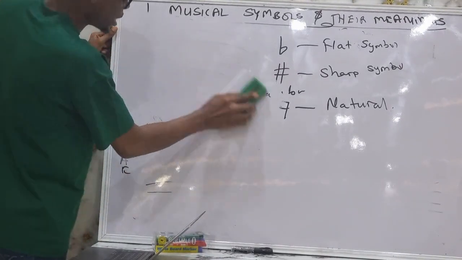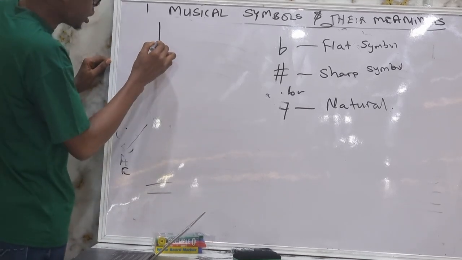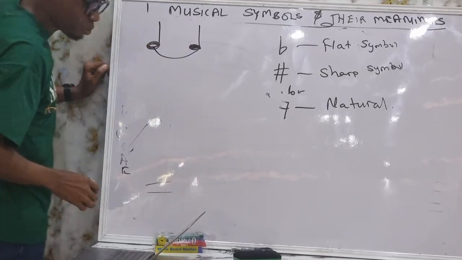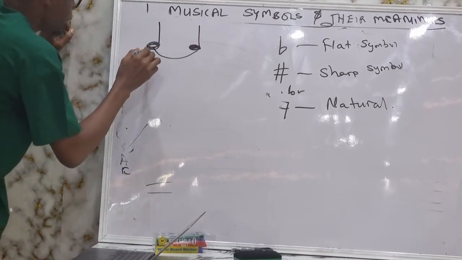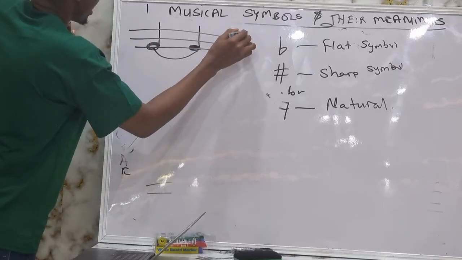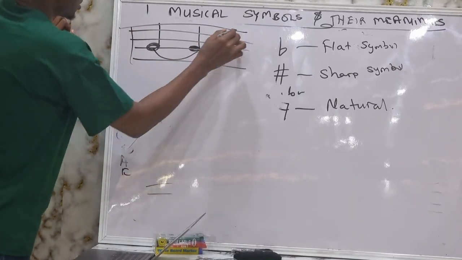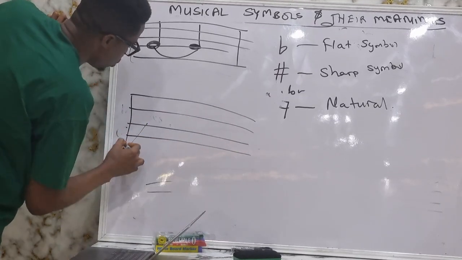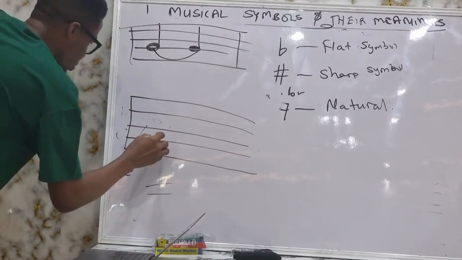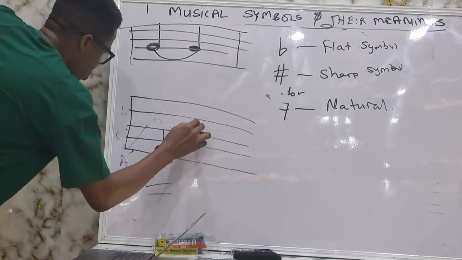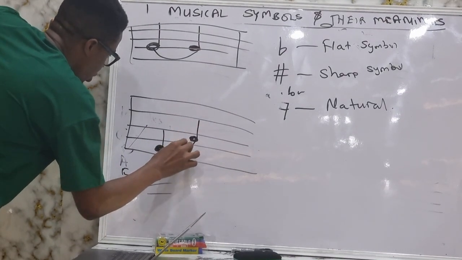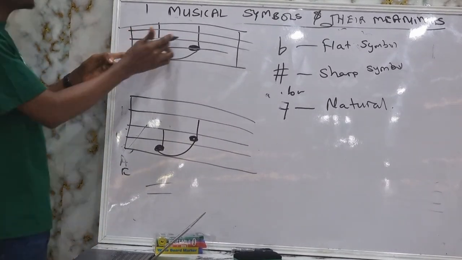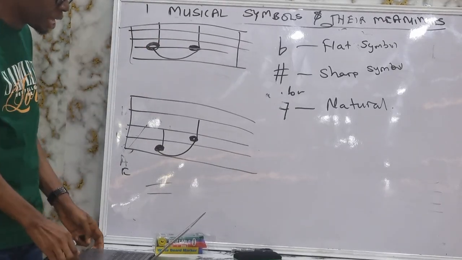Then another thing you have is a tie. And like we said, there's a difference between a tie and a slur. What's the difference? For a tie, it has to be on the same note. Are you getting me? The tie has to be on the same note. While for the slur, you understand? These are on different notes. You can read it further in the video.